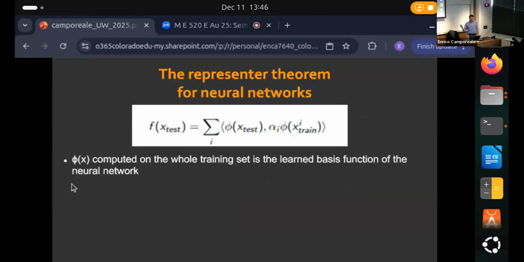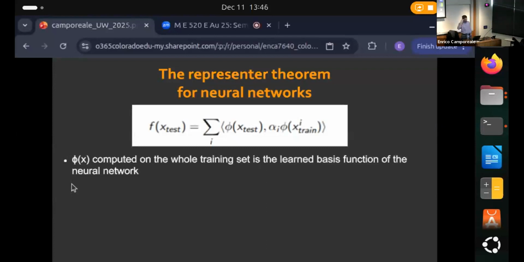But basically what the representer theorem tells you is that when you apply your neural network to a new test point, to any point really, you can write the outcome of the neural network as a sum of dot products between the feature vector applied on the test point times the feature vector applied on the train point, rescaled by a scalar number, okay?